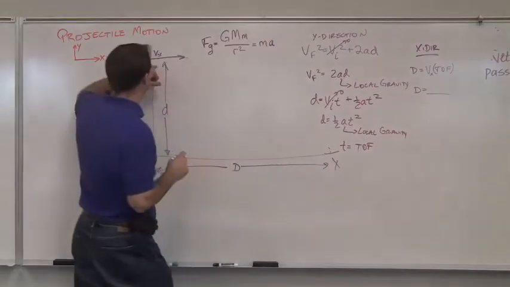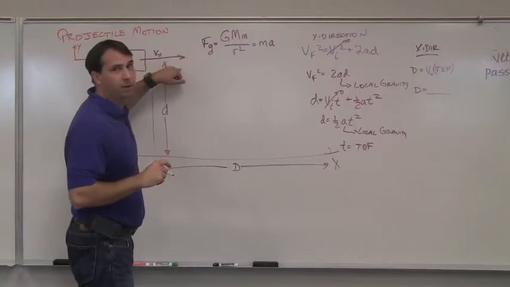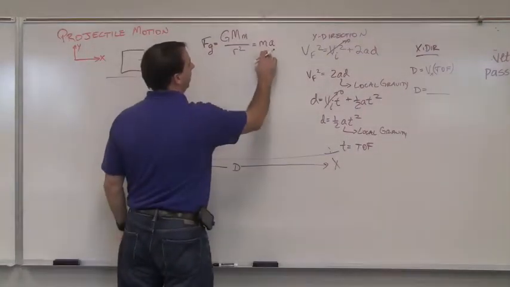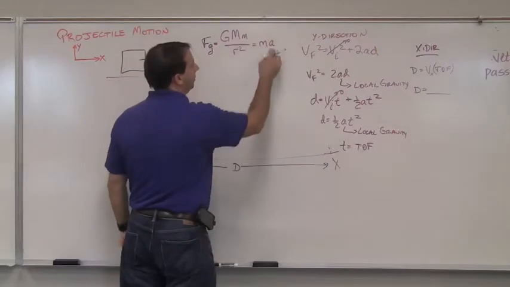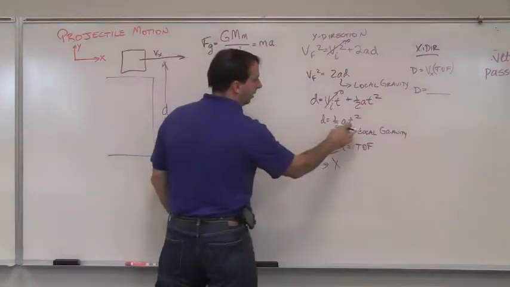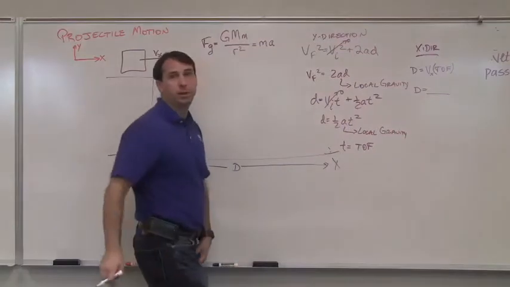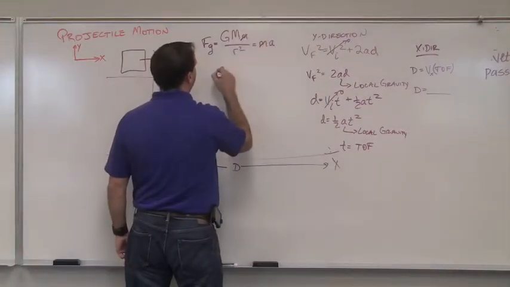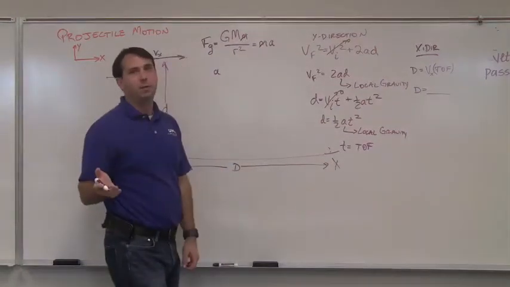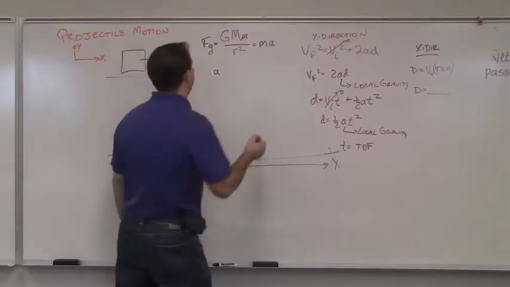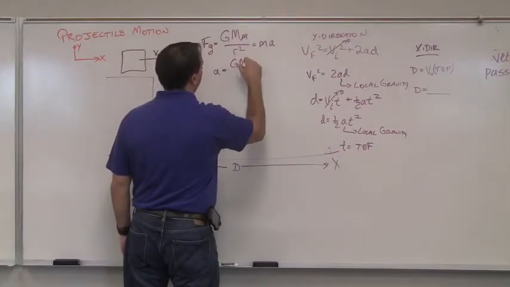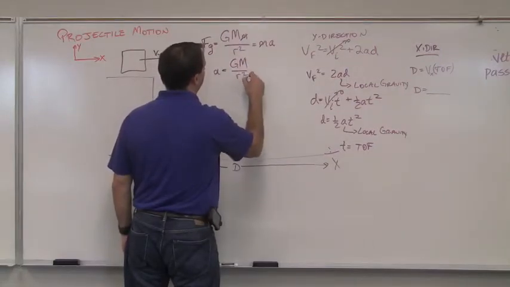It still equals ma, because you're still a mass and you're accelerating. Newton's law still works out there. So what you do is you solve for acceleration to plug it into this equation, okay? Your masses cancel because gravity does not care how much you weigh. Gravity pulls you down no matter what. A equals big G, big M over r squared.